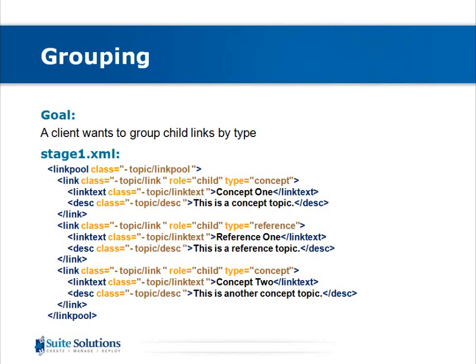In this particular case, I'm showing you a small sample of the stage1.xml file. This is a link pool that's showing us all the child topics. I've trimmed out some of the extraneous XML just so it doesn't distract us here. But you'll see here that we have 3 links with the role of child. 2 of them are of type concept, the first and the third. And then 1 of them is a reference, the second one. So in this particular case, the client would want to process all 3 of those, but keep the 2 concepts together and the reference separate.